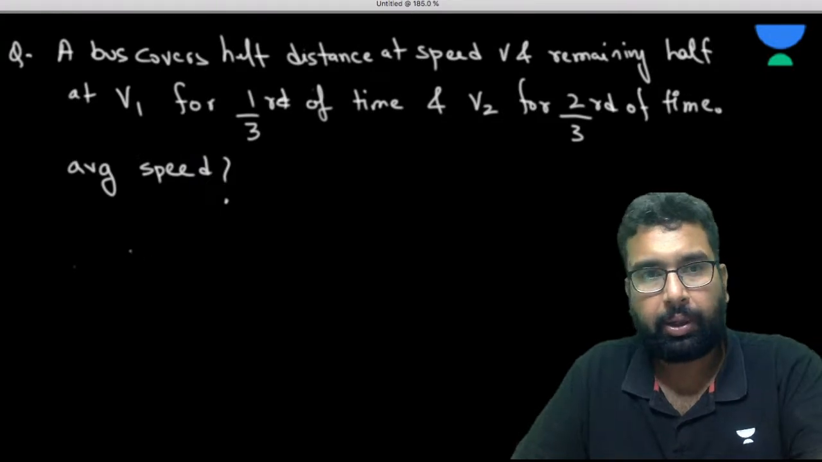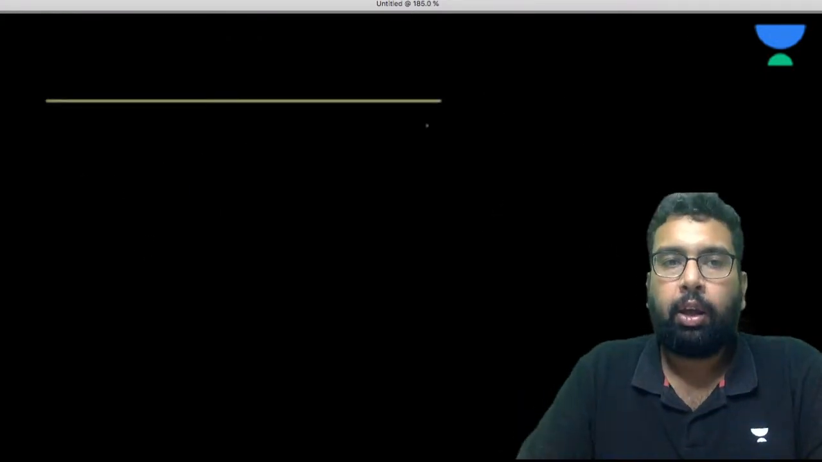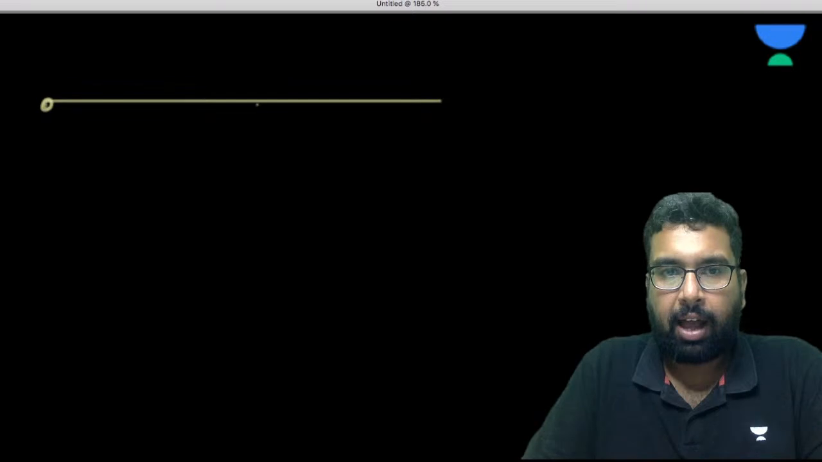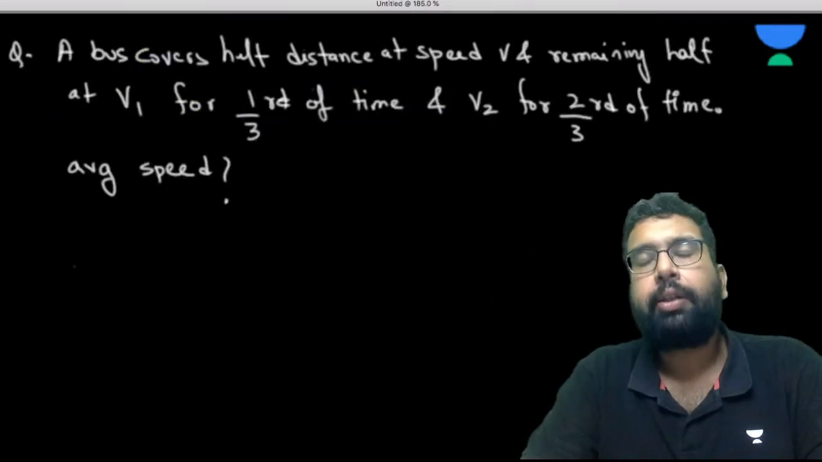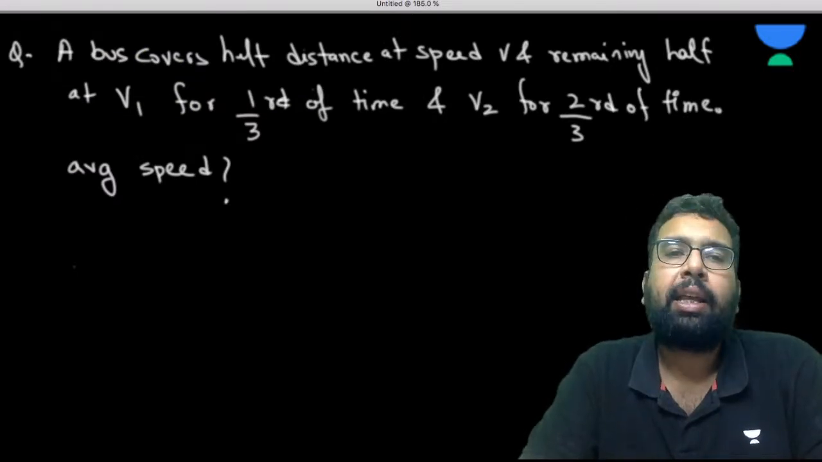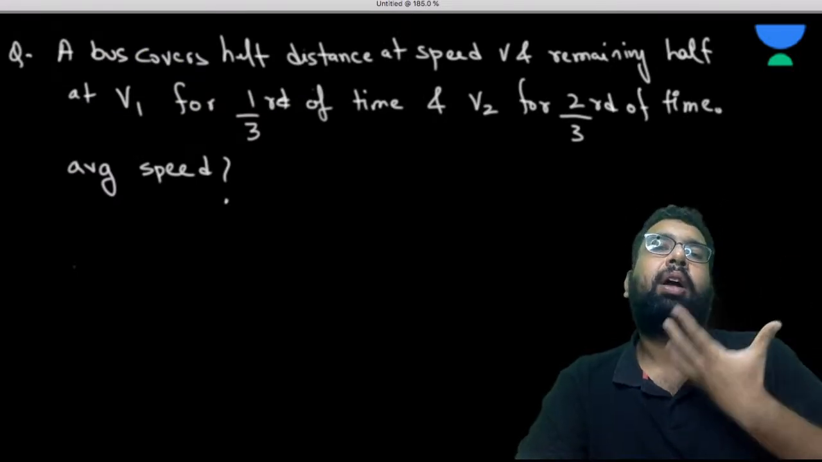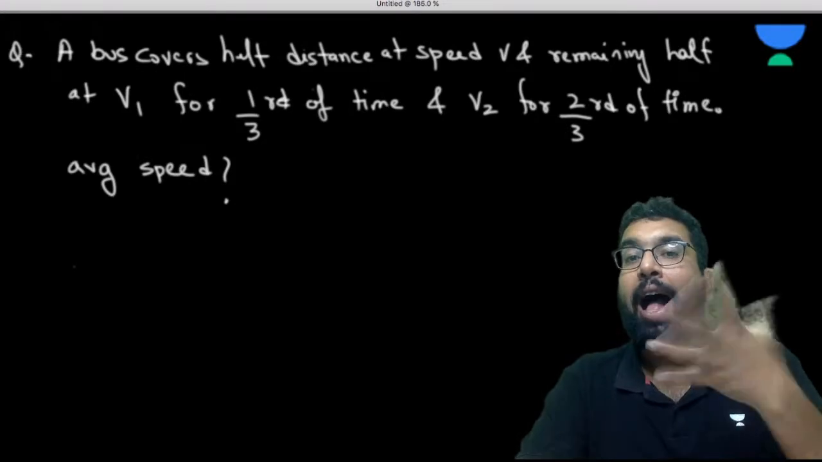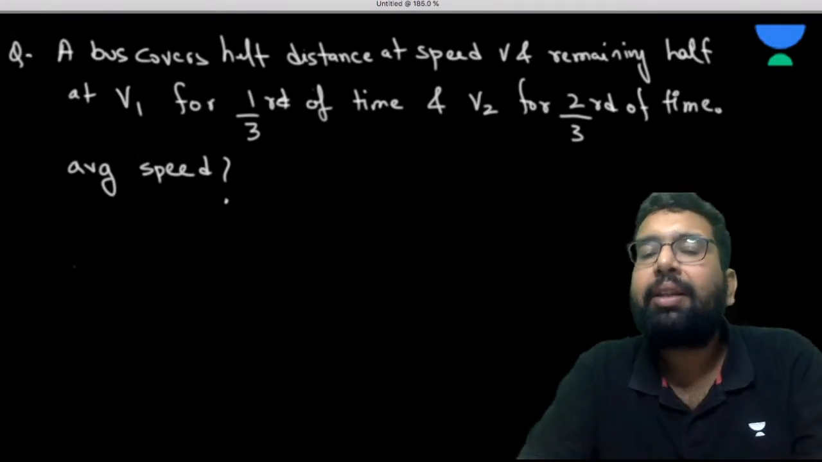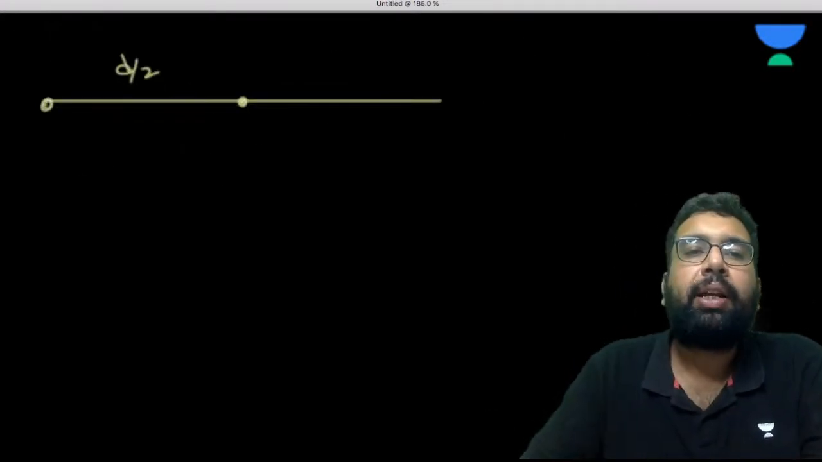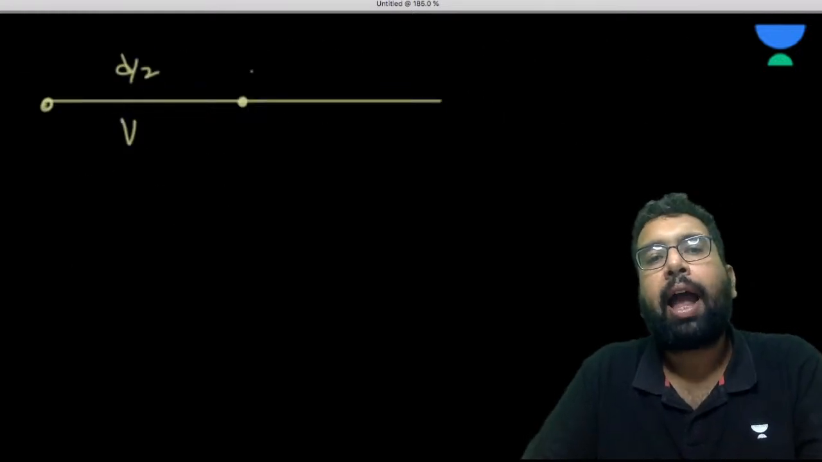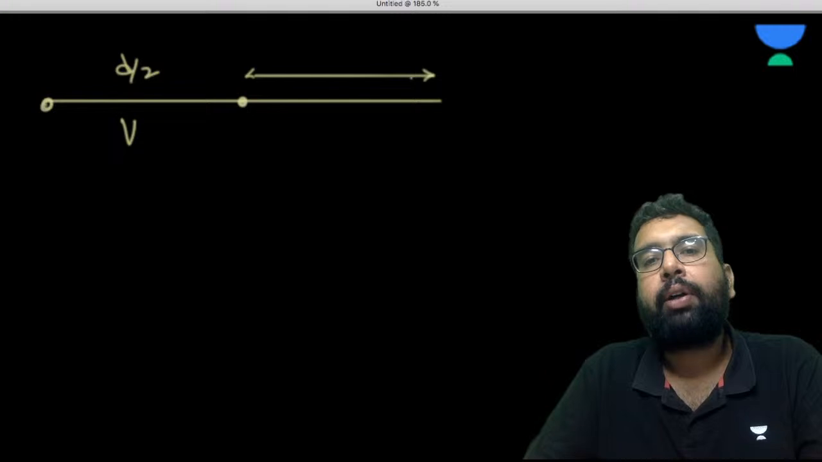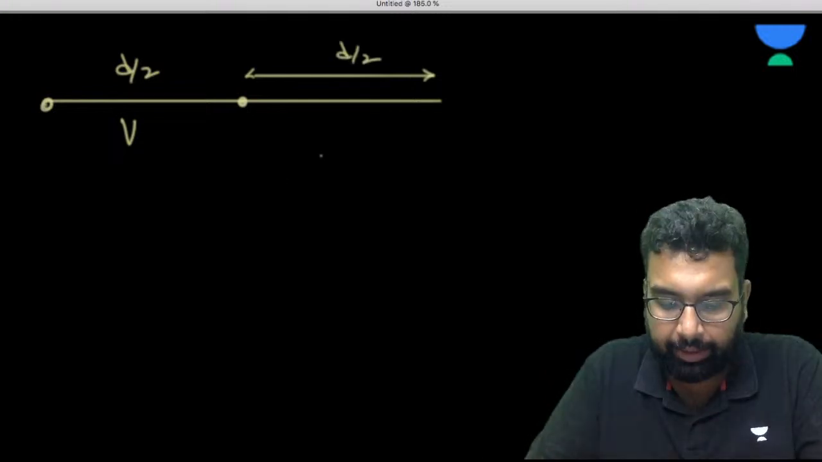So let's visualize. A bus has covered some half the distance, so we can take d by 2. Total distance you can consider 2d in that case. Now, with this d by 2, half is written. So a bus covers half distance at a speed v. So the speed is v. Now, the remaining half it has covered at two speeds.